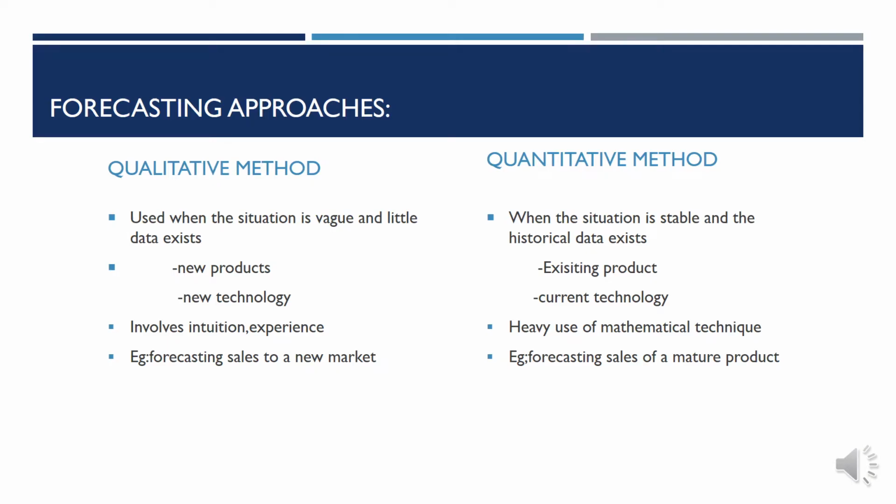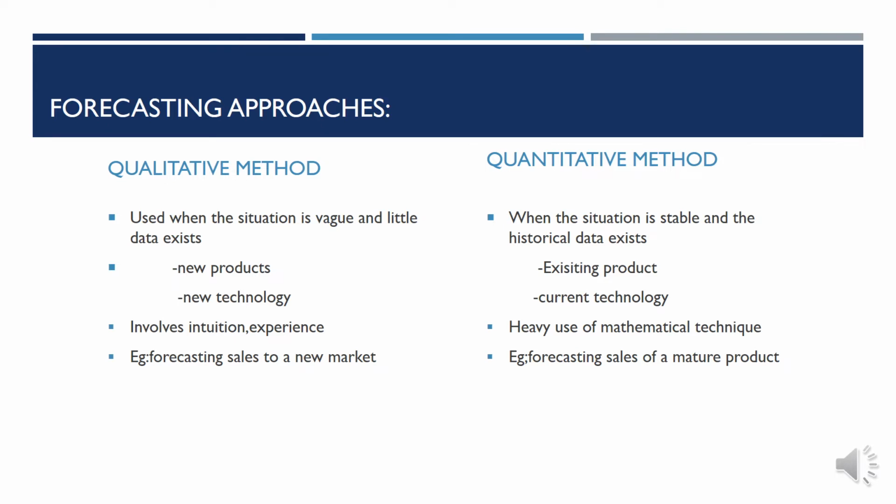Next, if we look into the forecasting approaches, there are two main methods, namely the qualitative method and the quantitative method. Qualitative forecasting is based on information that can't be measured. It's especially important when a company is just starting out, since there's a lack of past, that is, historical data. It involves intuition and experience. For example, forecasting sales to a new market.